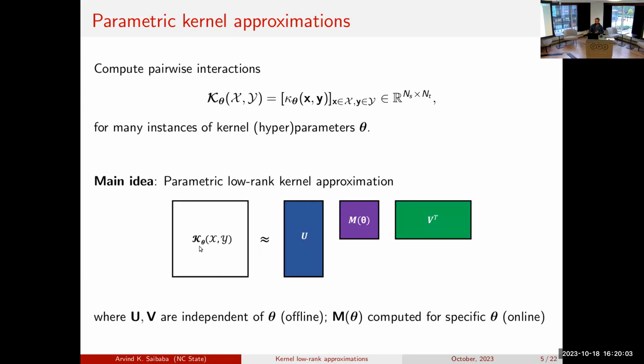And we have 2 low-rank factors U and V transpose that are independent of the parameters. And then there's a middle smaller matrix that does depend on the parameter, and that's easier to evaluate for a given value of theta. Okay. If you're scratching your head, where is the tensor? I'll get to that in a second.